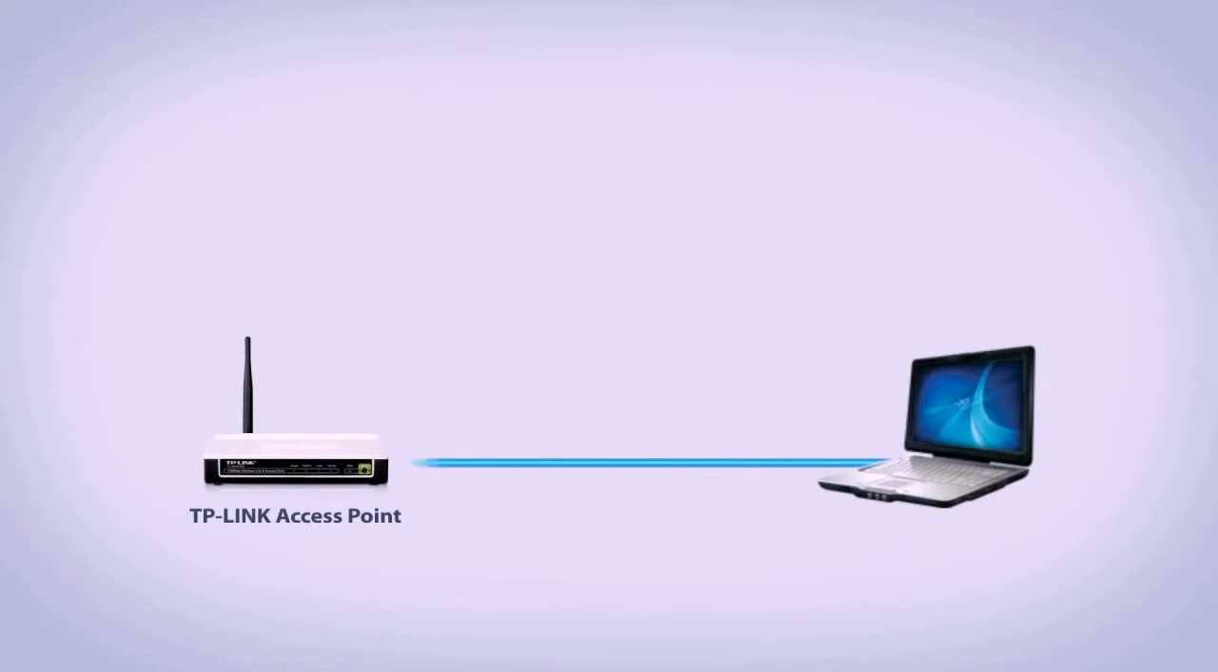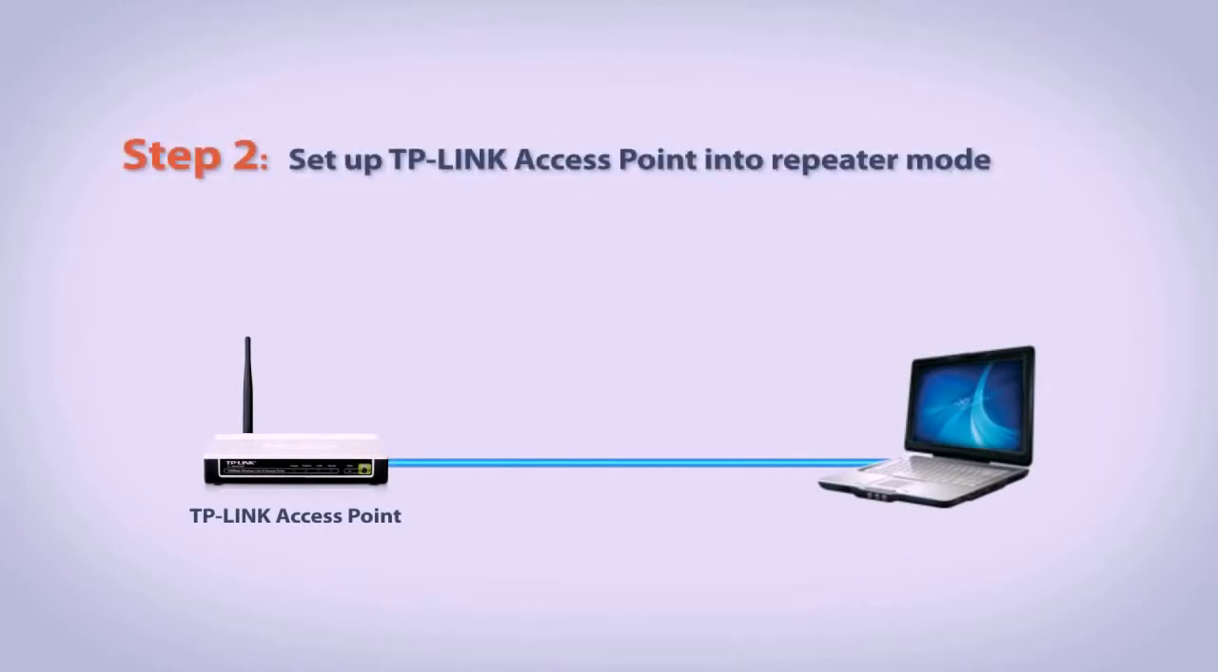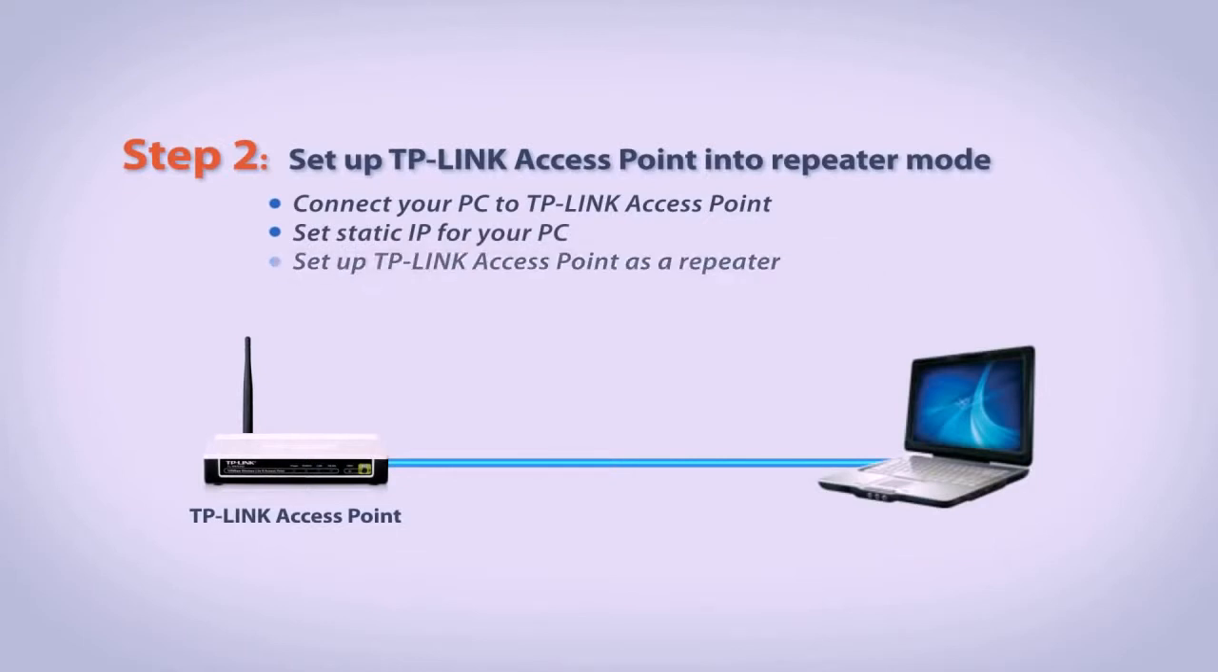Now we can configure the TP-Link access point into repeater mode. Connect your PC to the TP-Link access point, then set a static IP to the PC and finally set the access point as a repeater.